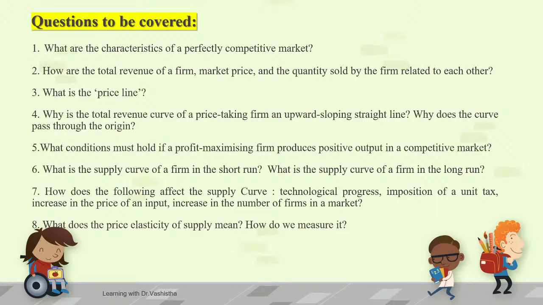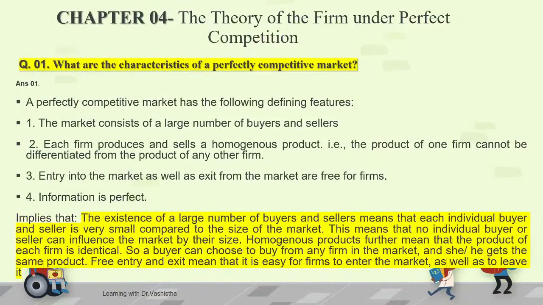Hi, as you know, the NCERT series is going on. Today these are the questions we'll be covering, because the name of the chapter is Theory of Firm Under Perfect Competition. To start with, the very first question: what are the characteristics of a perfectly competitive market?